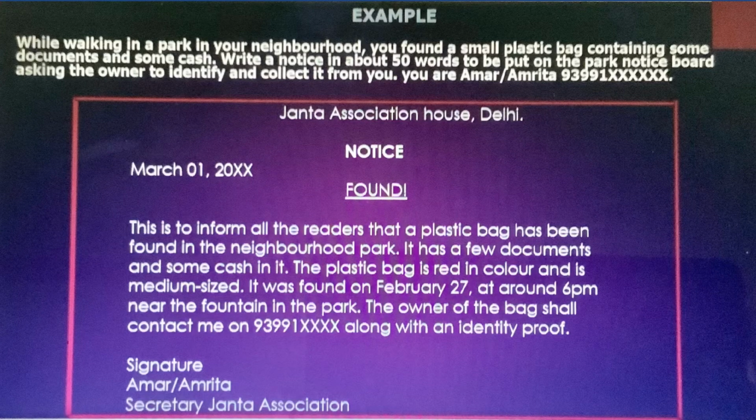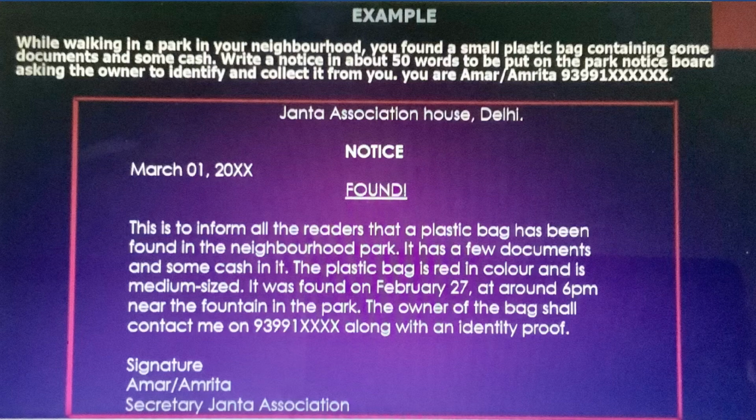I hope you have read the question. Now, if you see in the question, they have not mentioned what is the name of the organization. So here we can give any hypothetical name or anything of our choice. So we can write ABC, comma, and the name of the city. So here I have written Janta Association House, Delhi. Next comes the word notice, which is in bold. On the left hand side, we have the date and the subject is found.